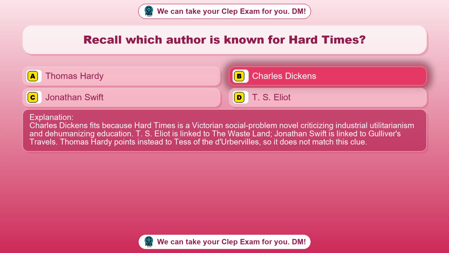Charles Dickens fits because Hard Times is a Victorian social problem novel criticizing industrial utilitarianism and dehumanizing education. T.S. Eliot is linked to The Waste Land. Jonathan Swift is linked to Gulliver's Travels. Thomas Hardy points instead to Tess of the D'Urbervilles, so it does not match this clue.